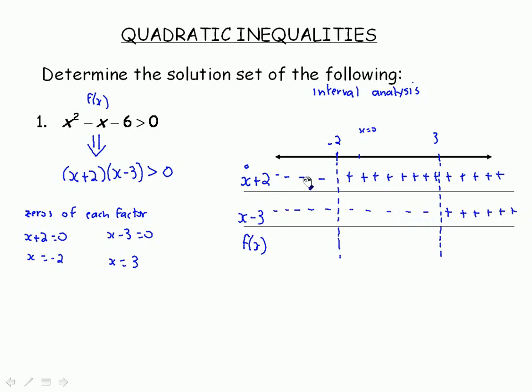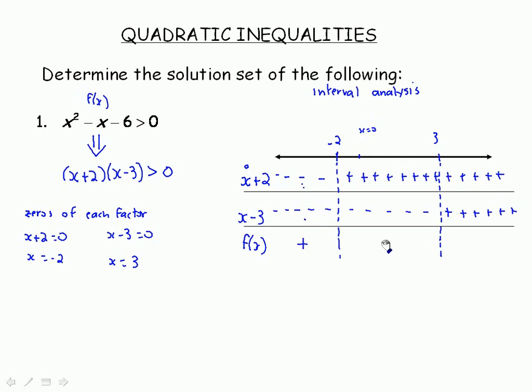And then we just compare. So if x plus 2 is negative and x minus 3 is negative in these sections, it means the product is positive. A negative times a negative is a positive. So that tells me that the function itself is positive when x is less than -2.